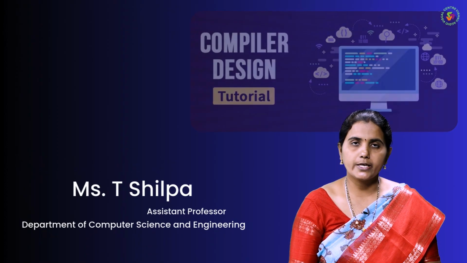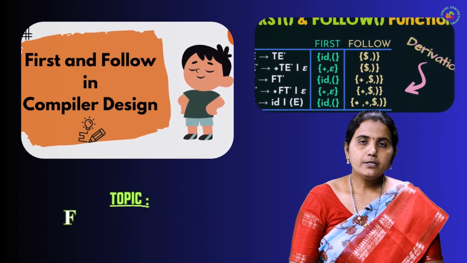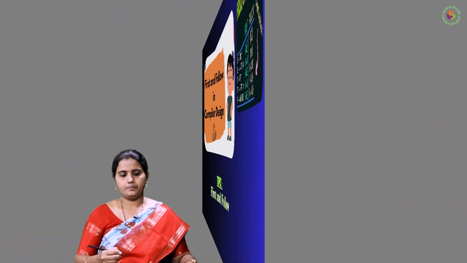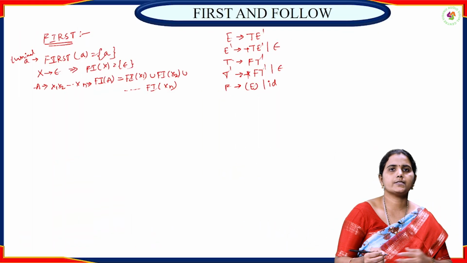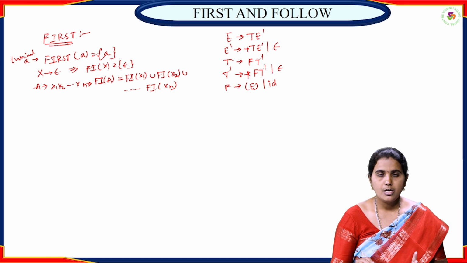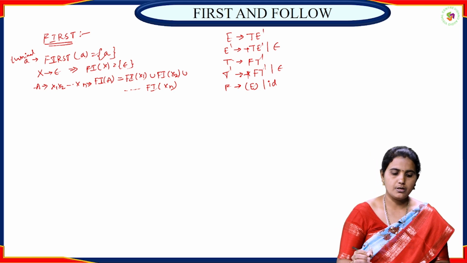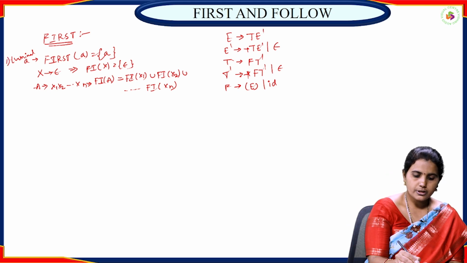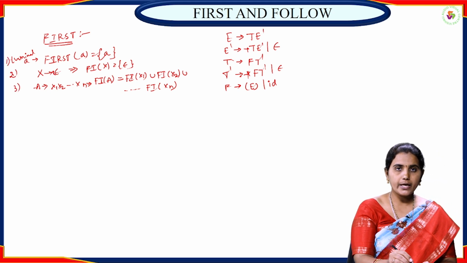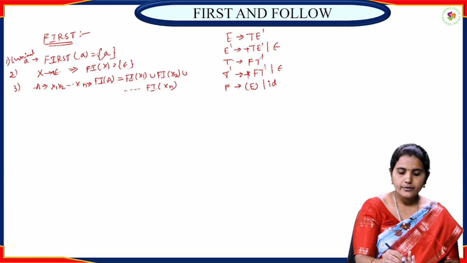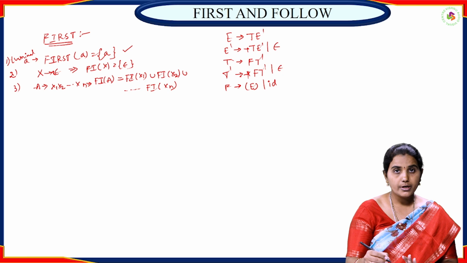Today I am going to explain first and follow functions in compiler design subject. Now let us start with the first function. Before going to that, first you can understand the rules of the first. First one is your terminal A, meaning your production consists of only the terminal A, then first of A equals A.